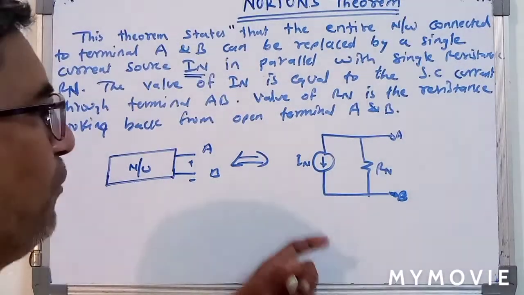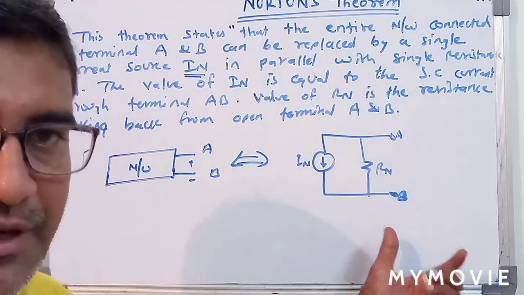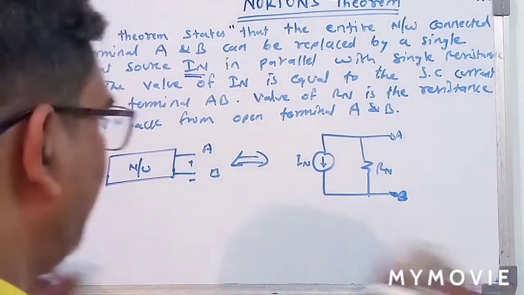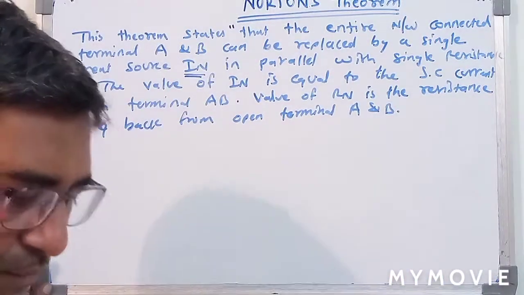Now we have to prove how we are going to find the value for IN, and how we are going to find the value for RN. We have to prove it with one particular circuit. So let us take one circuit. We draw the circuit like this.